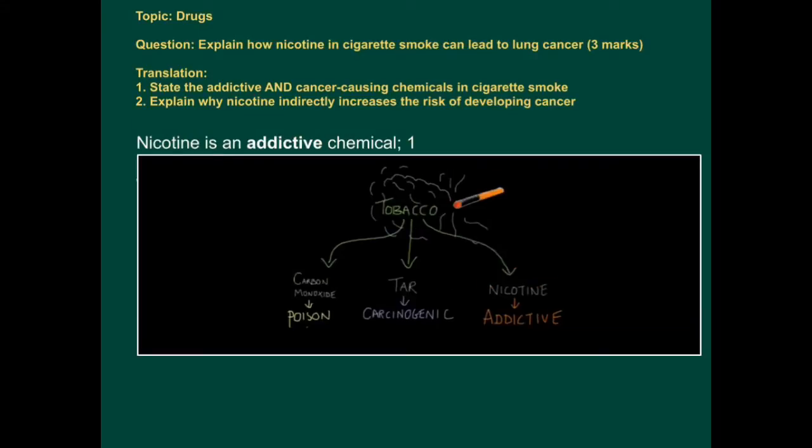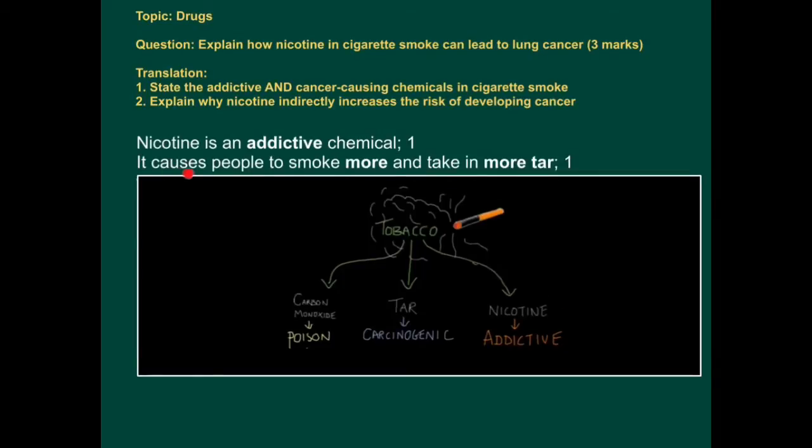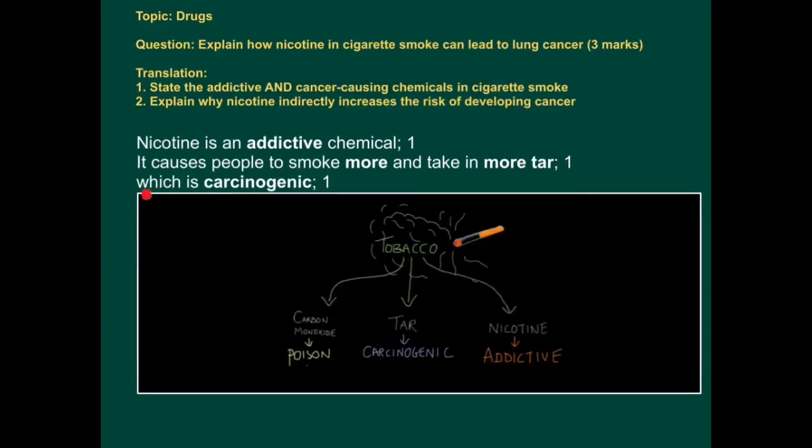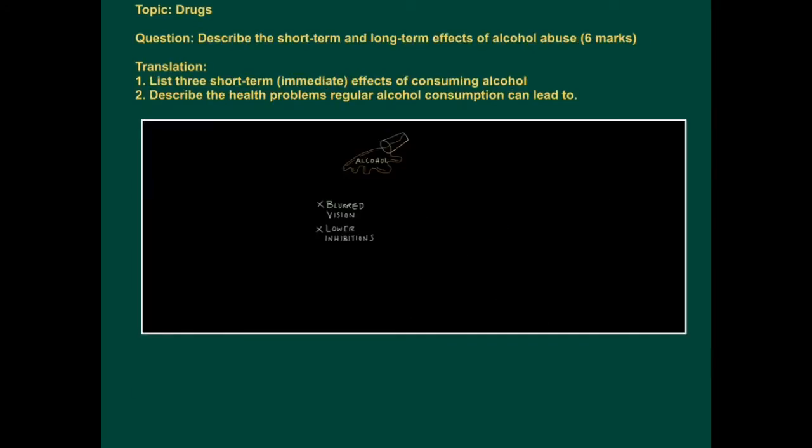Firstly, you have to state that nicotine is an addictive chemical. Therefore, it causes people to smoke more and take in more tar. And it's tar which is carcinogenic or cancer-causing. So nicotine indirectly can increase the risk of cancer because it causes you to smoke more and take in more tar, which is carcinogenic.